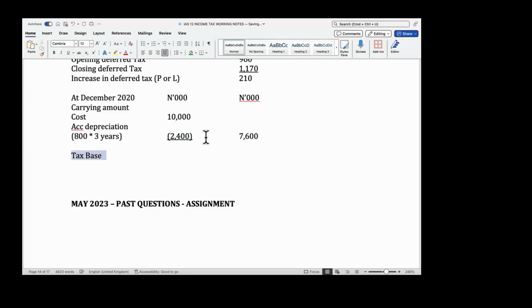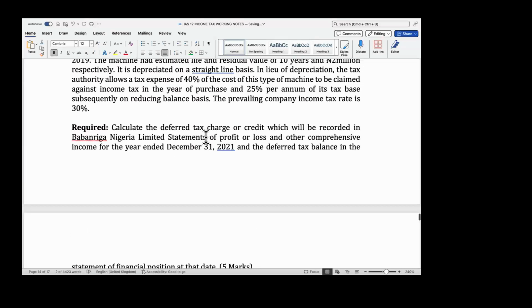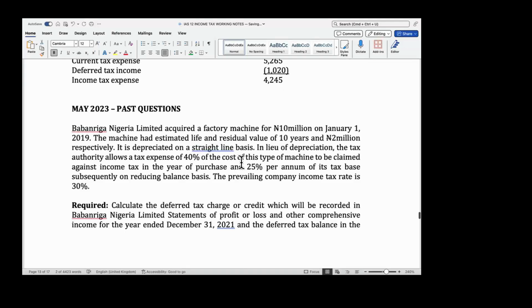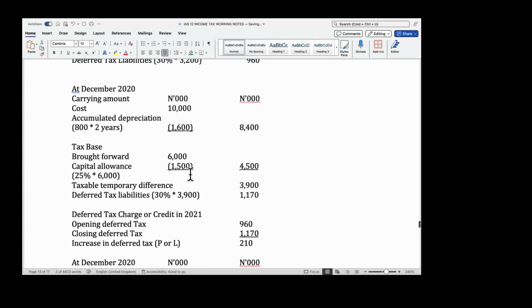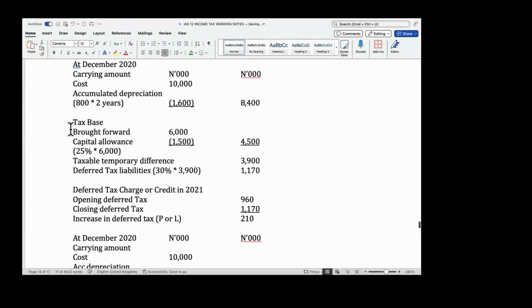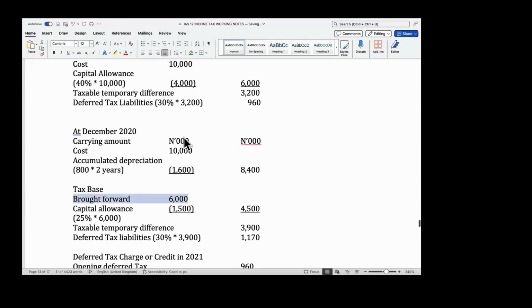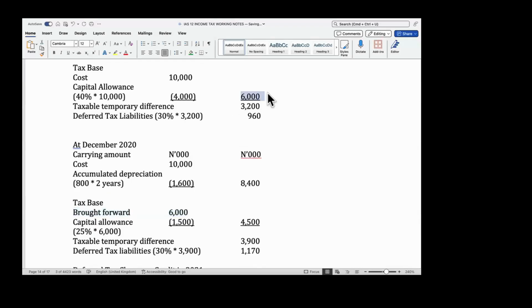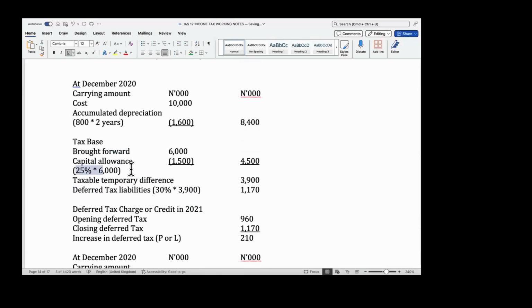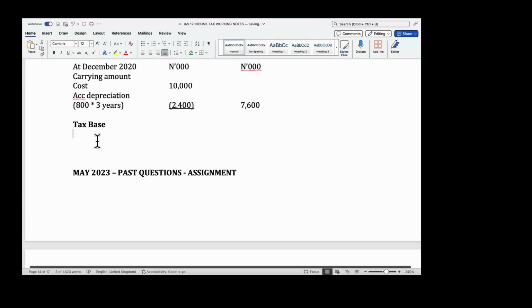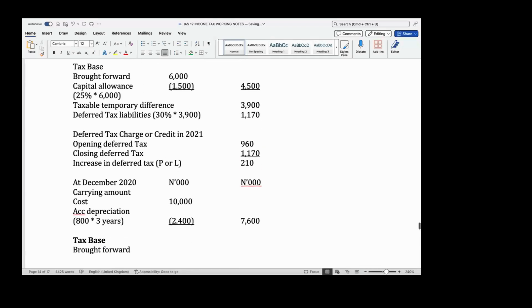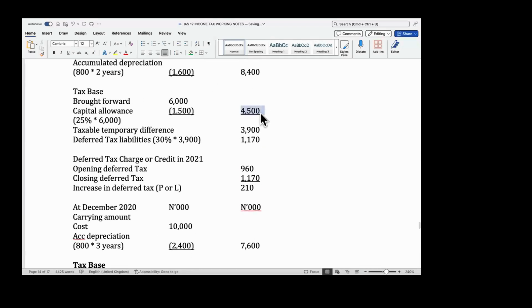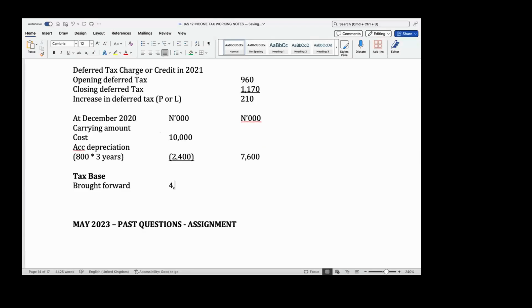So the tax base, since we're told that the capital allowance or tax depreciation is 25% on its tax base subsequently on reducing balance basis, it's similar to the way we did for the second year, where we did the tax base brought forward, which is the tax base of last year. We brought it forward. Then we apply 25% on it. The same thing we will do here too. We'll do the brought forward. Now, what was the tax base? It was 4,500. So we are bringing that 4,500 forward.